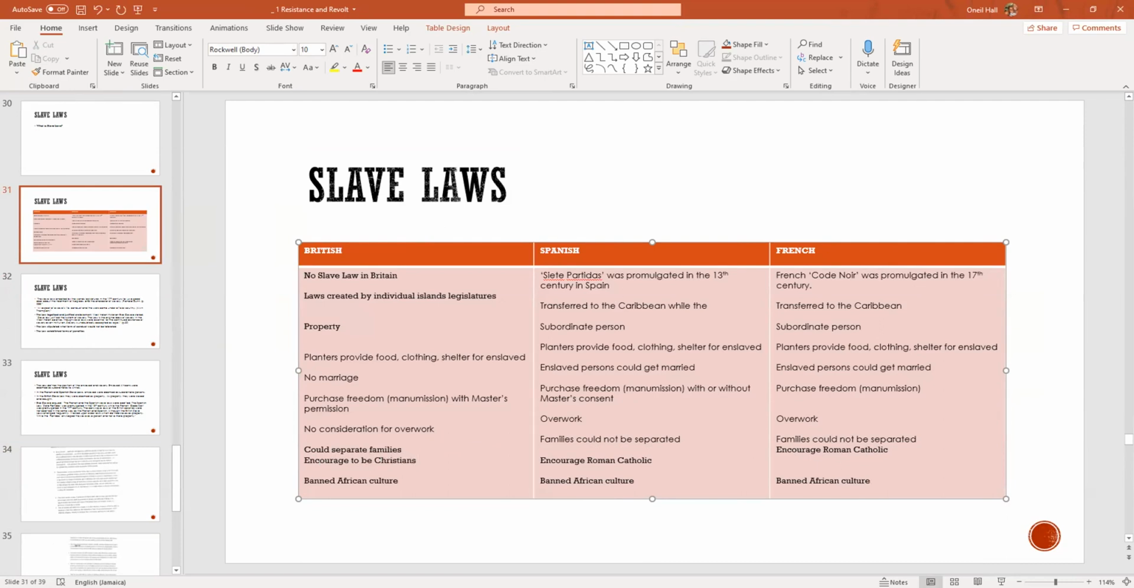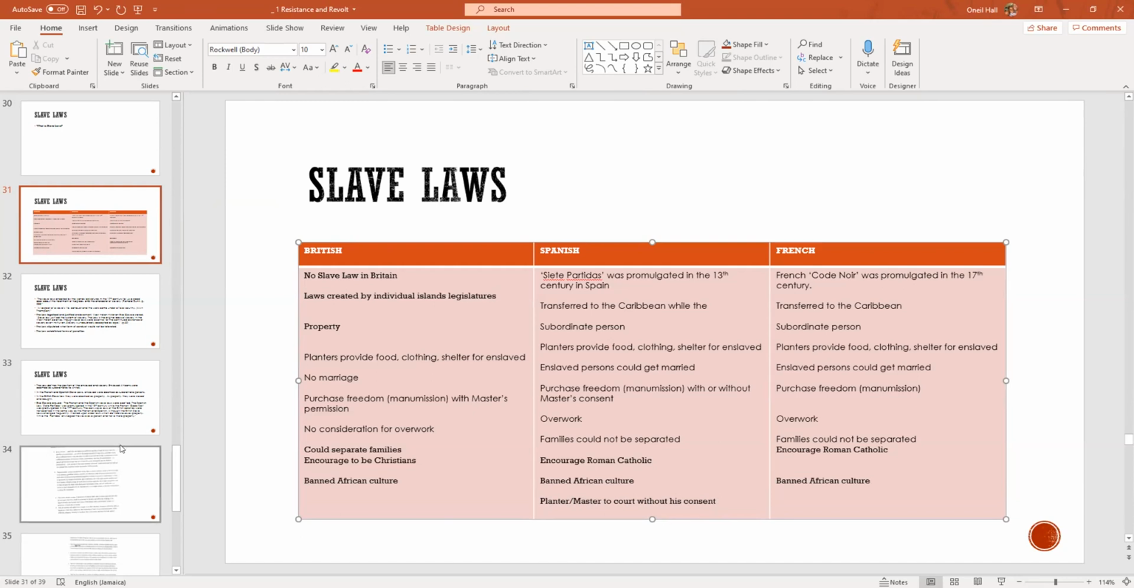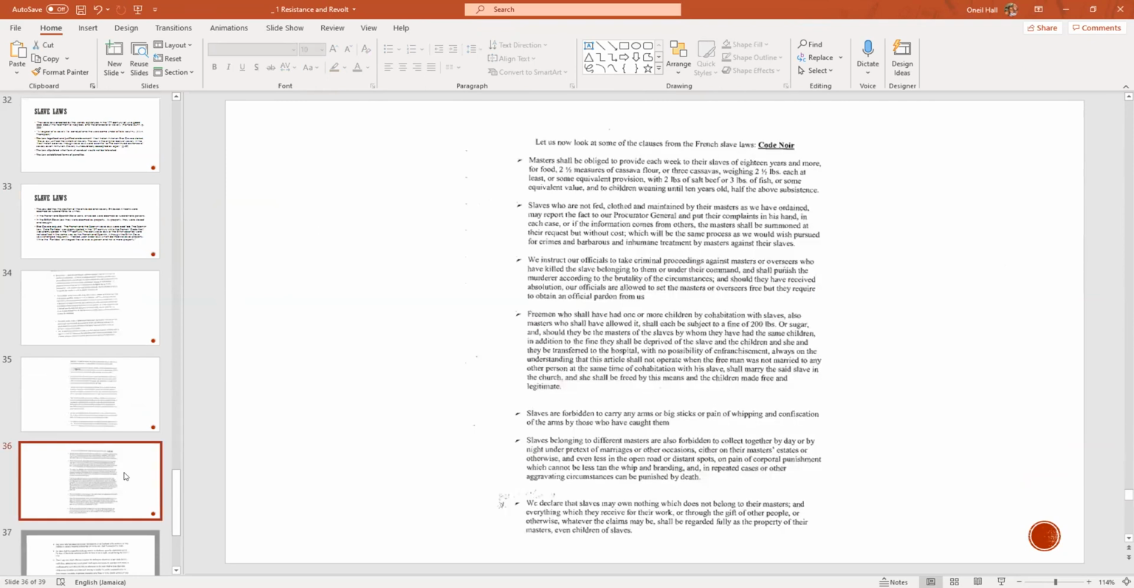A part of the slave law also said that in the Spanish territories, enslaved persons could bring the master or the planter to court without his consent. Was that the same for the French? Somebody read this part for me, please.